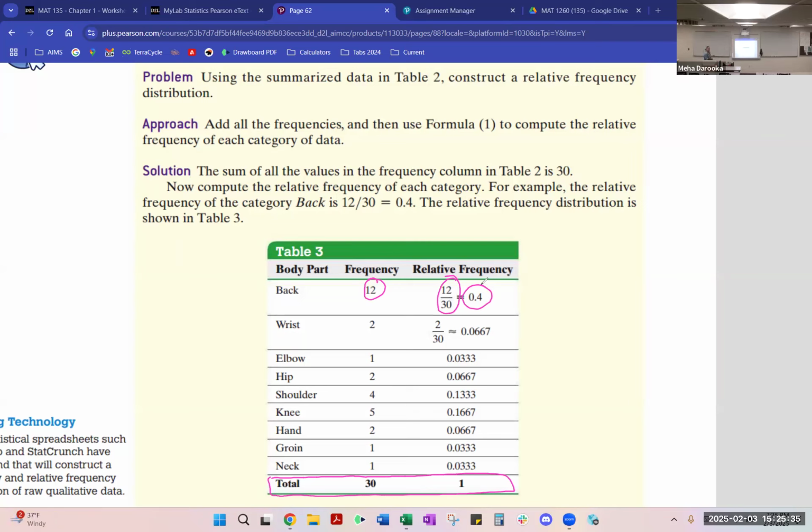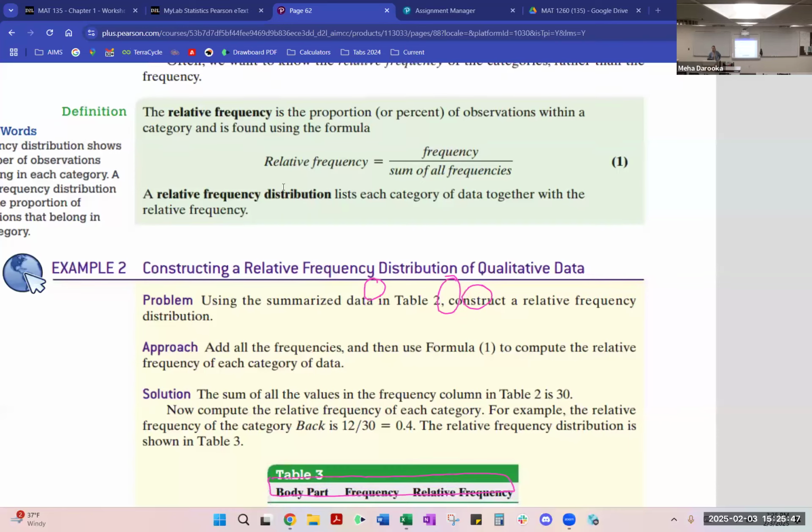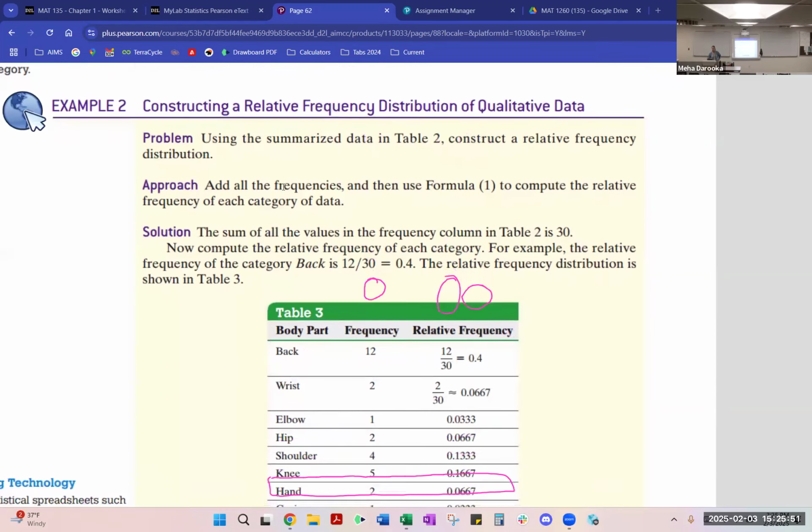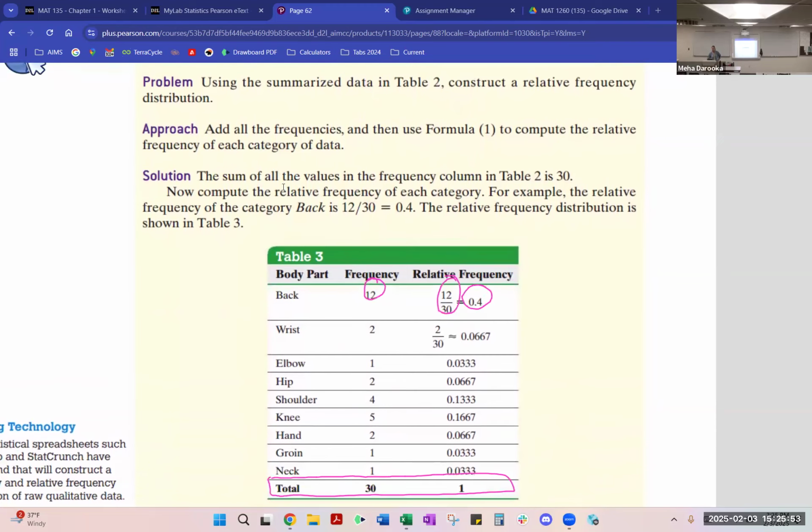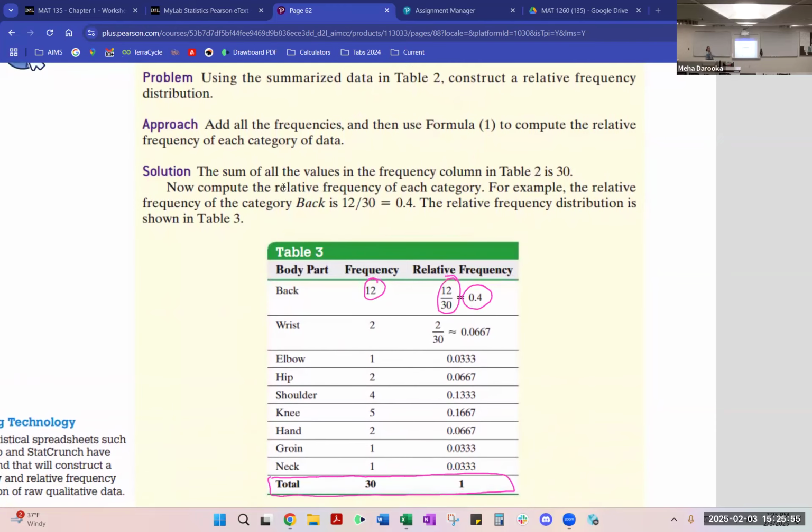Every now and then you may see relative frequency as a percentage, but mostly you want to leave relative frequency in its decimal form and not even percentage. It's not going to tell you the definition, but the normal way is to leave it as a decimal, and you will see that's what we did here in this table.